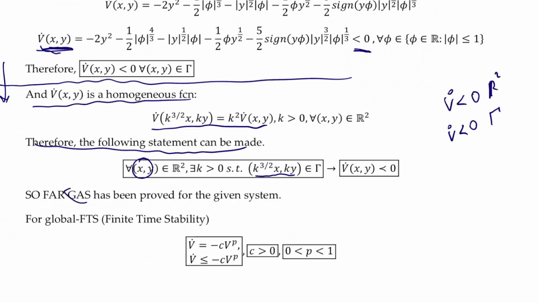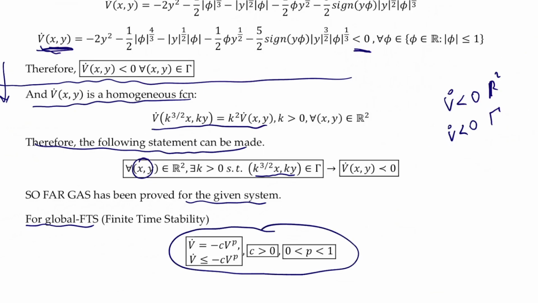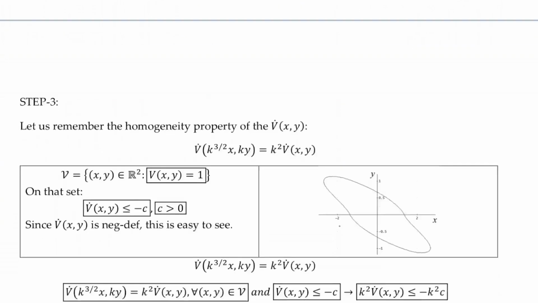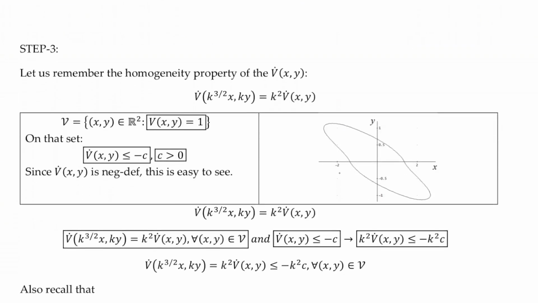So far, global asymptotic stability has been proved for the given system. For global finite time stability, we need to be able to show that that is the case. So far we proved global stability, and we want to prove FTS, finite time stability. And let's continue with the operations. Let us remember the homogeneity property of the v dot.